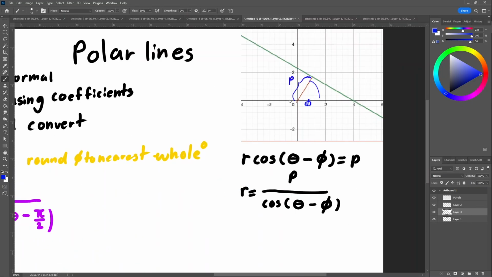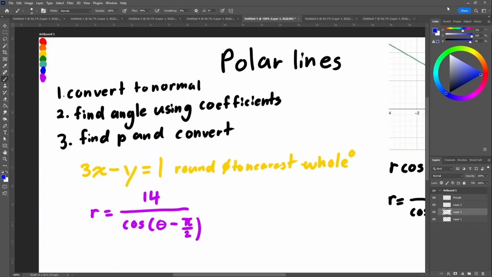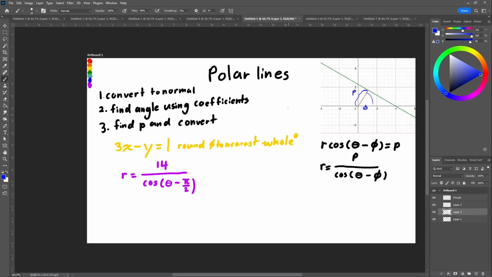The distance from the origin to the closest point on the line would be P. This is also the tangent line because it would create a 90-degree angle with the line we're trying to look for. And we would also have phi, which is the angle that the normal line creates with the positive x-axis. And you can see over here we have the steps in order to convert our line into polar.